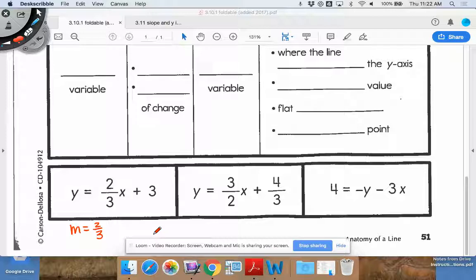One thing that I've seen some of you doing, in some of your homework, is you've been writing 2/3 x as the slope. But the slope doesn't include the x. It's just the coefficient of x. So the b in this one would be positive 3. In this second equation, it's in y equals, so the m would be 3/2, and the b would be 4/3.